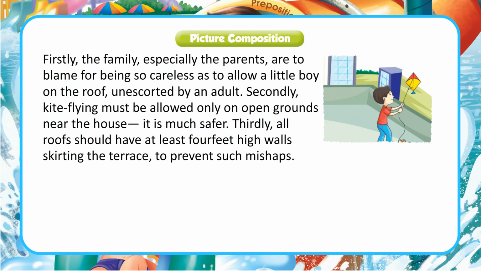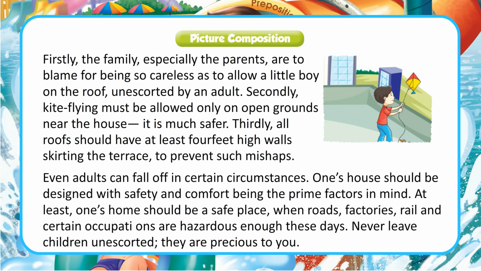Firstly, the family, especially the parents, are to blame for being so careless as to allow a little boy on the roof, unescorted by an adult. Secondly, kite flying must be allowed only on open grounds near the house. It is much safer. Thirdly, all roofs should have at least 4 feet high walls skirting the terrace, to prevent such mishaps. Even adults can fall off in certain circumstances.